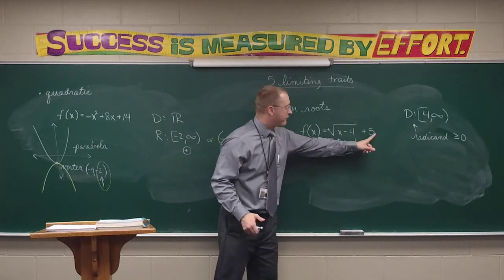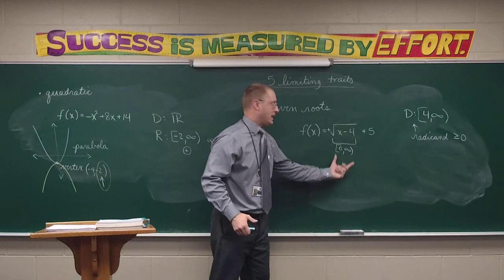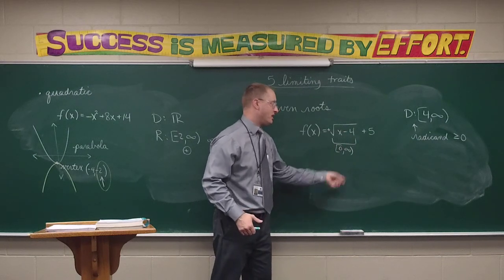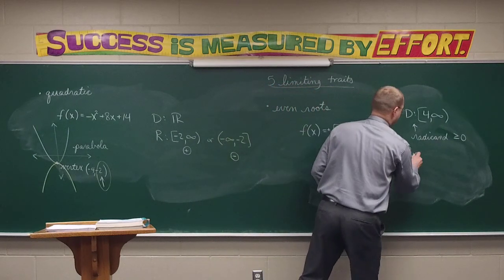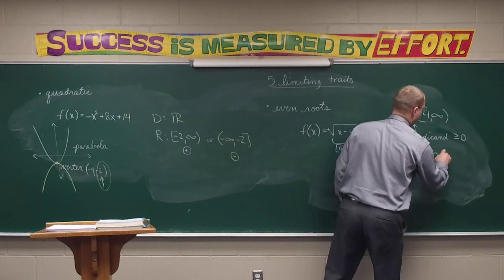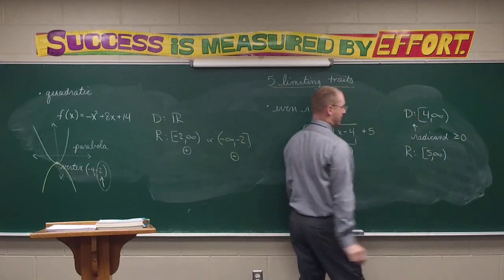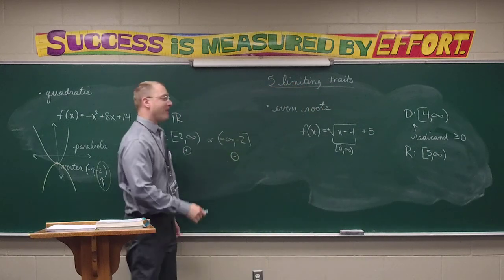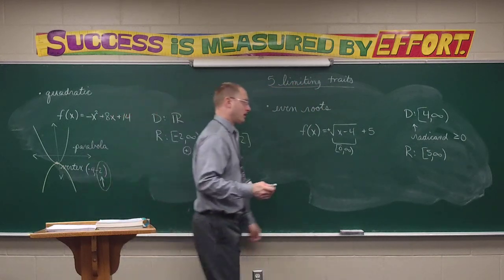Well, but then we're going to add 5 to whatever this spits out. So if it spits out 0 to infinity, then I'm going to add 5 to all of that. What's my range going to be? 5 to infinity. Since you can't really add 5 to infinity, it's already infinity. But 5 to infinity.